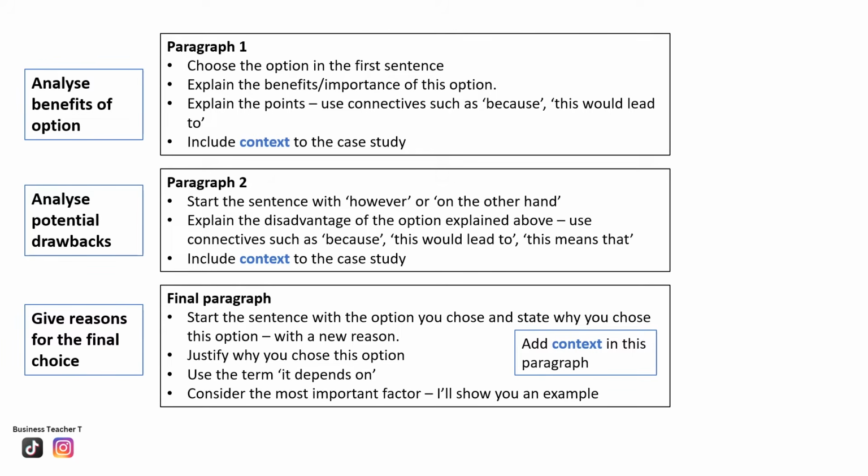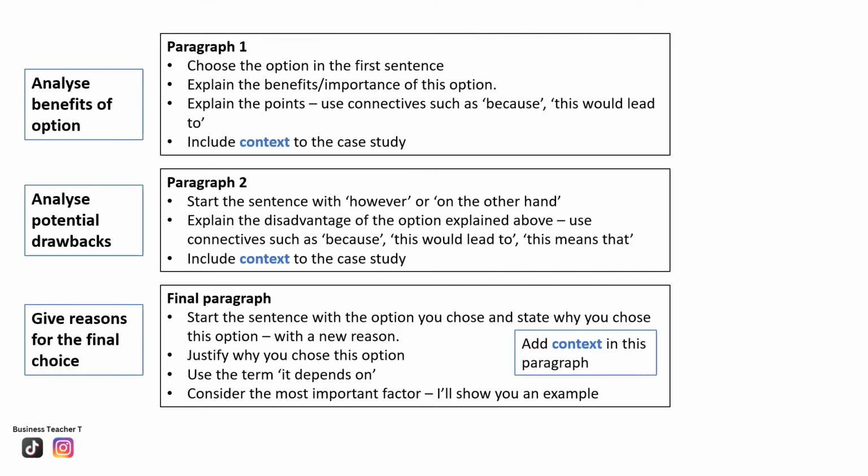So with the final paragraph, you should start the sentence with the option you chose and state why you chose this option. Give a new reason why you chose this option. Make sure there's context in this paragraph. So the context could be related to the product they sell, or some figures within the case study, or something inside the case study that is meaningful to your option. Justify why you chose this option. Use the term "it depends on."